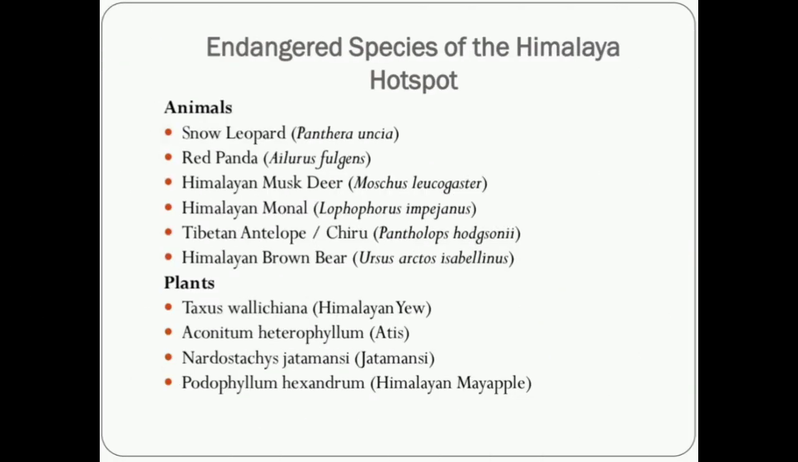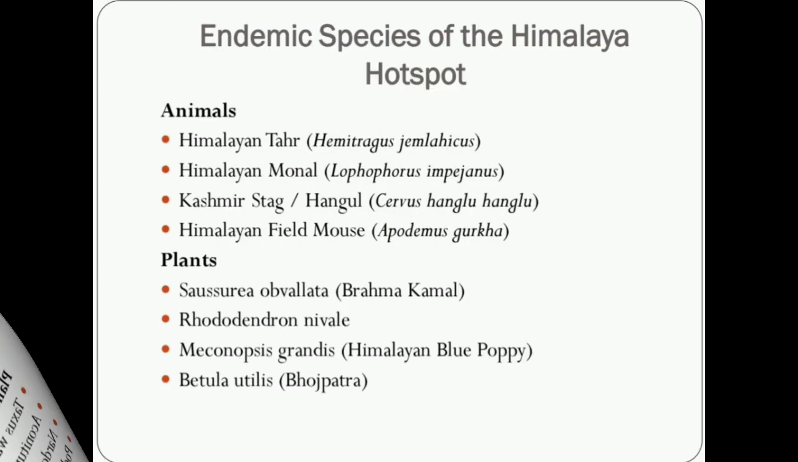Endangered species of the Himalaya hotspot region. These species are facing high risk of extinction: snow leopard, red panda, Himalayan musk deer, Himalayan monal, Tibetan antelope, Himalayan brown bear. And the plants which are endangered are Taxus wallichiana, Aconitum heterophyllum, Nardostachys jatamansi, Podophyllum hexandrum.